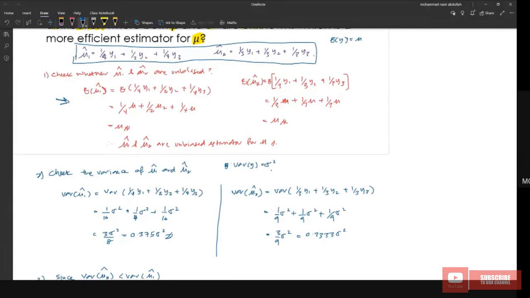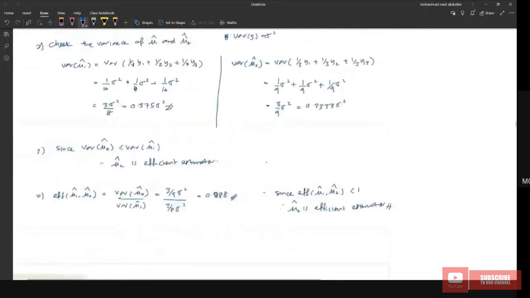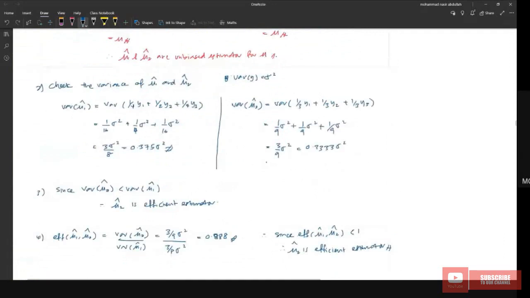But in our case, we are looking into unbiased estimators. And then we will check the variance for both estimators, and we will choose the estimator with the lowest variance, right? So the estimator with the lower variance is the efficient estimator.